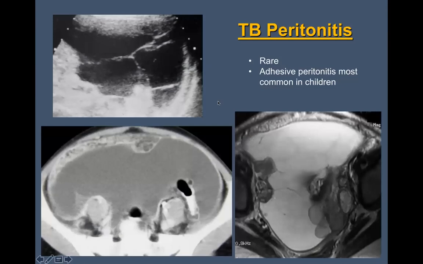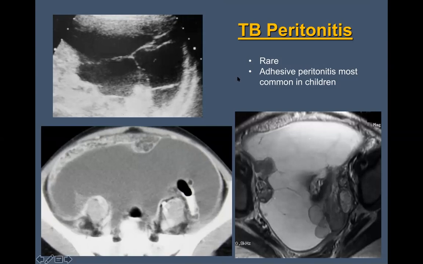And TB peritonitis, fortunately, is rare. In children, it tends to be the adhesive form of peritonitis. So often with ultrasound, you will see multiple septations extending through this. And it has a tendency to cause a lot of matting of the bowel. So you get these sort of amorphous matted masses that are just large areas of matted bowel.